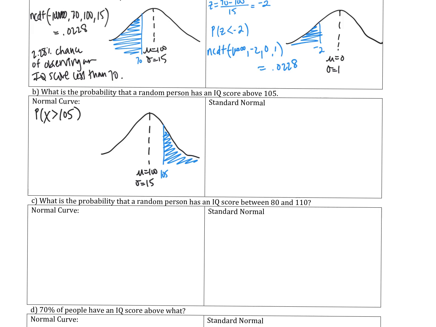Let's put in our calculator, normal CDF. The lower bound this time is going to be 105. The upper bound, you can see, is trailing off, so we're going to put some large positive number, like 10,000 positive. Mean 100, standard deviation 15, and you should get out 0.869. So there's an 86.9% chance of an IQ score above 105.